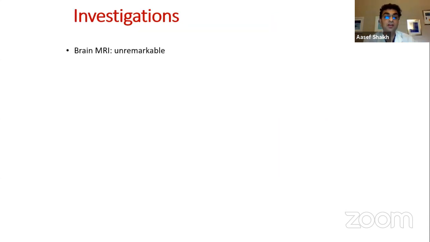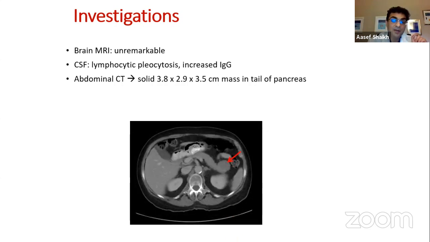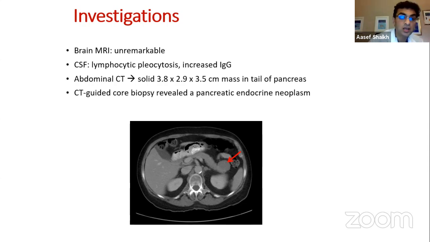So her brain MRI was unremarkable. So we could not find any evidence of any structural deficit suggestive of acute onset. CSF had lymphocytic pleocytosis and increased IgG levels, which showed something interesting. Abdominal CT actually showed a mass in the tail of the pancreas, as you can see here. The biopsy revealed an endocrine neoplasm in the pancreas.